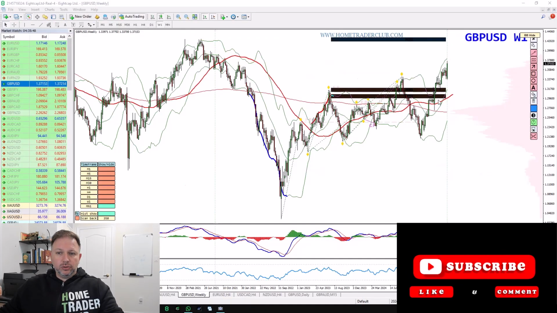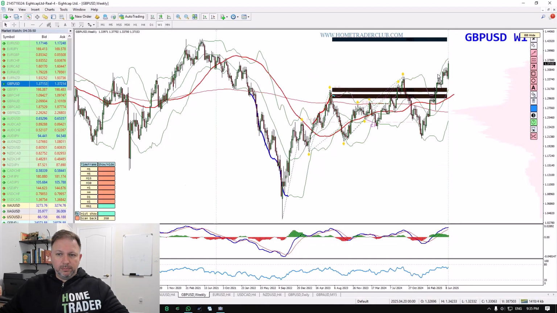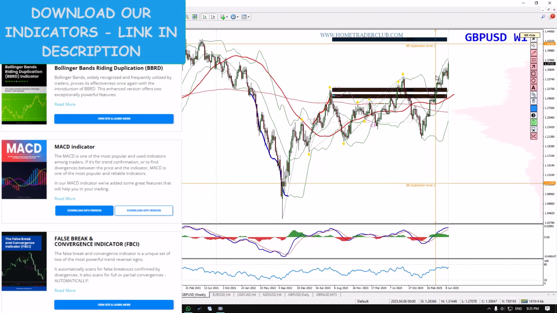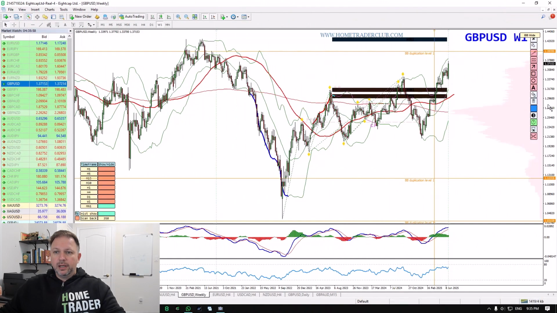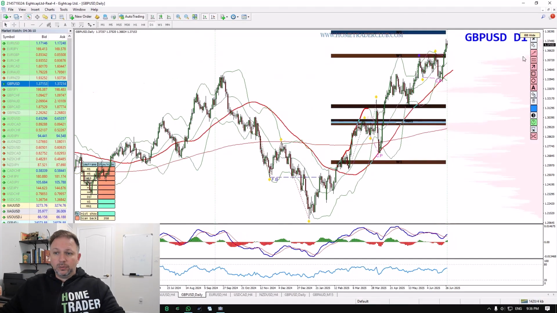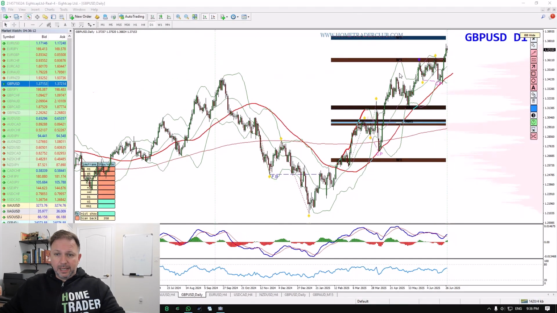So similar to the euro dollar, let's take a look at the Bollinger Band. From our breakout zone, we can see the first candle that breaks, which is here. The Bollinger Band duplication is next to the price where it is right now. If we go to the daily chart, we can clearly see that we start to form a bearish divergence here as well, right?